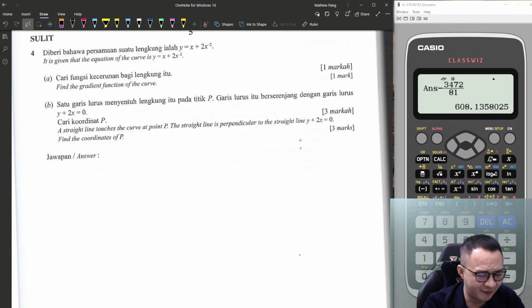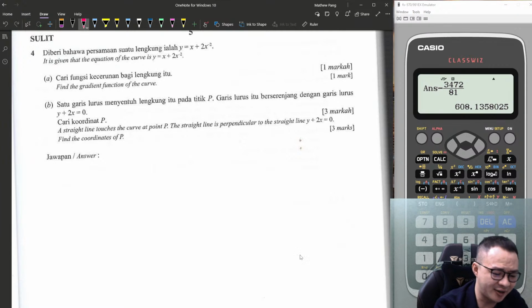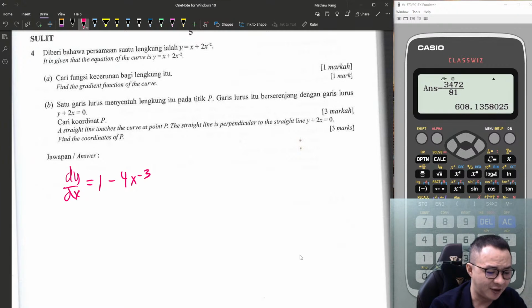Okay, we have the equation of the curve y equals x plus 2x to the power of negative 2. Find the gradient of the curve. This one is dy/dx, no surprise: 1 minus 4x to the power of negative 3, right? Find the gradient function. Yeah, done.